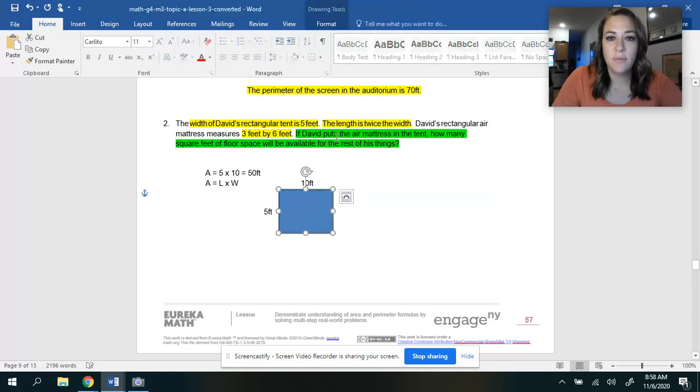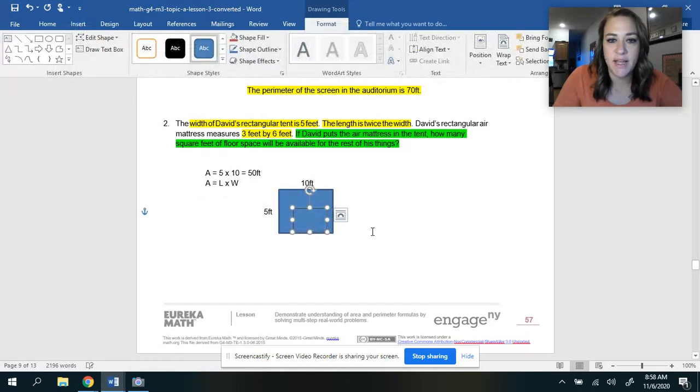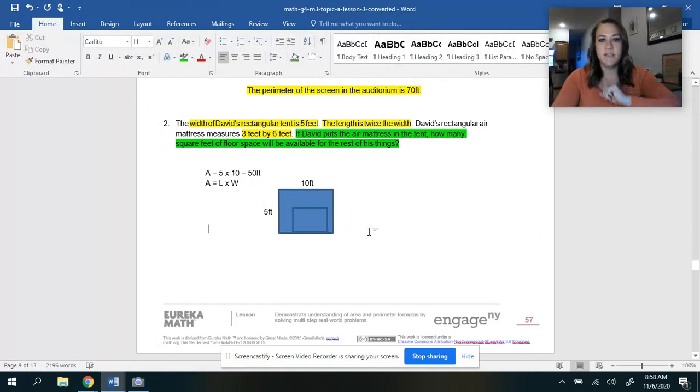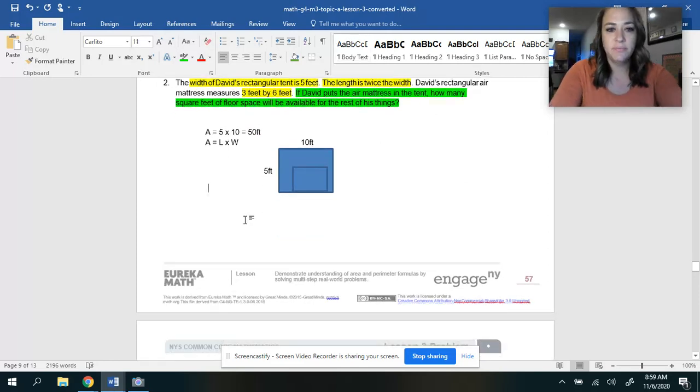All right. But then we have the air mattress, right? So they're saying, well, if we put the air mattress in here, how much space left is he going to have? What did it tell us about the air mattress? The air mattress is 3 feet by 6 feet. So we need to find the area of the air mattress. So I'm going to come down here to do that.